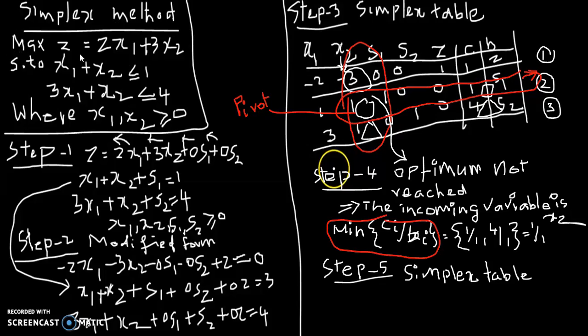Given: maximize z equals 2x1 plus 3x2, subject to x1 plus x2 is less than or equal to 1, and 3x1 plus x2 is less than or equal to 4, where x1, x2 are greater than or equal to 0.